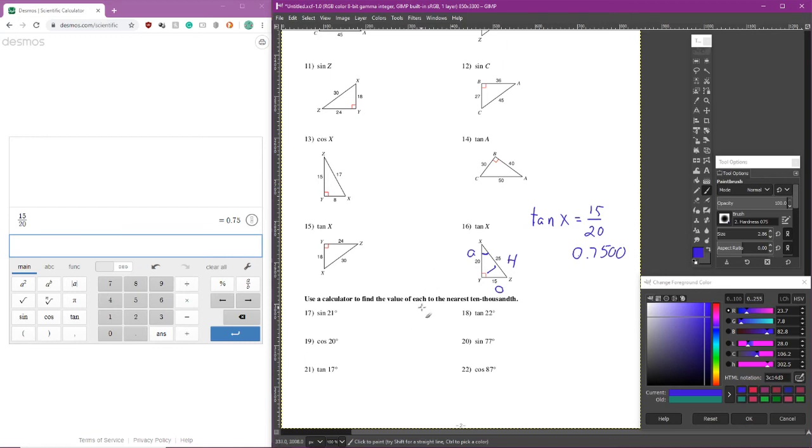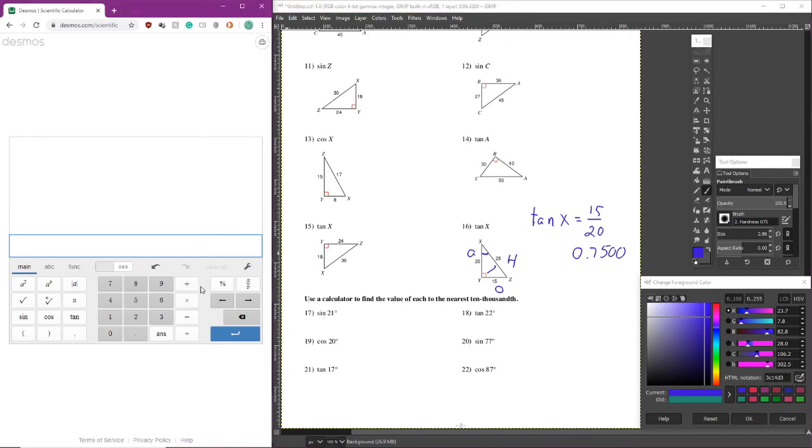All right. Now we get to do something a little bit different. Starting with number 17, they ask you to do the sine of 21 degrees. So in this one, you can use the sine button on your calculator and put in 21 degrees. And you can see that you have a great big long decimal. Again, we only want the 4 digits beyond the decimal point. So you might have to round.